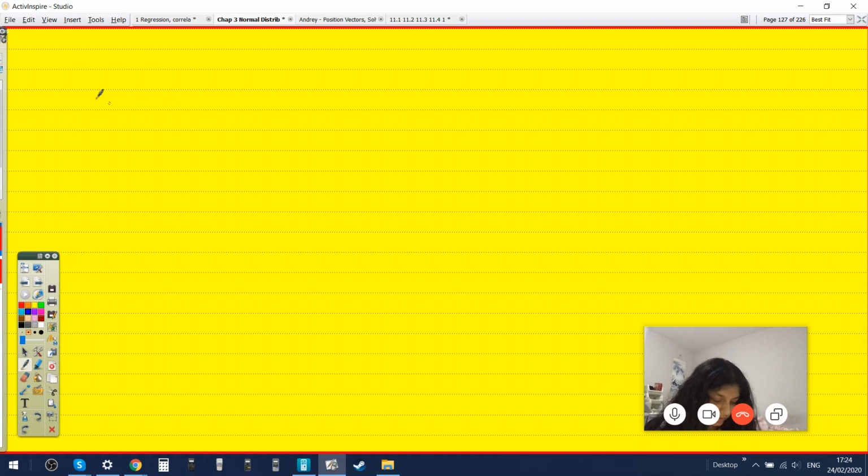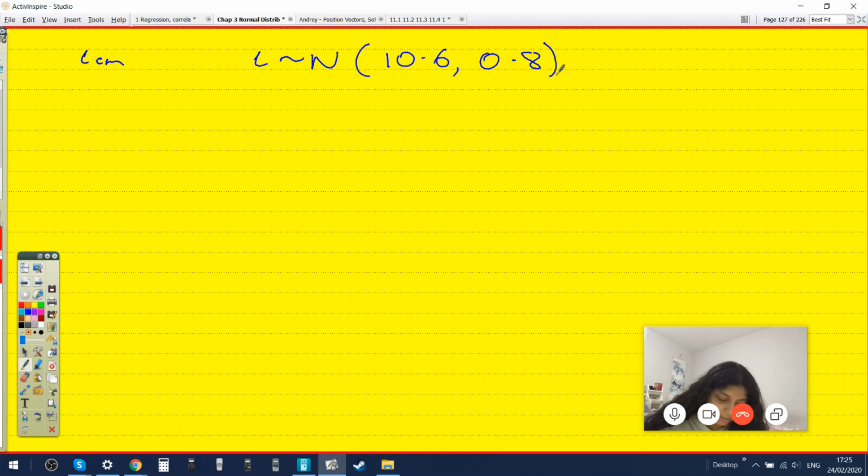A machine is set to produce rods of length L cm with the distribution L, mu is 10.6 and, hold on, L is normally distributed, is it? Yeah, 10.6, comma 0.8. And is it 0.8 squared or 0.8? It just says 0.8, so I'm guessing that's the standard deviation. Maybe that's where I did it wrong, because I assumed it was the standard deviation. That's the variance, and so what would be the standard deviation? That makes a lot more sense.